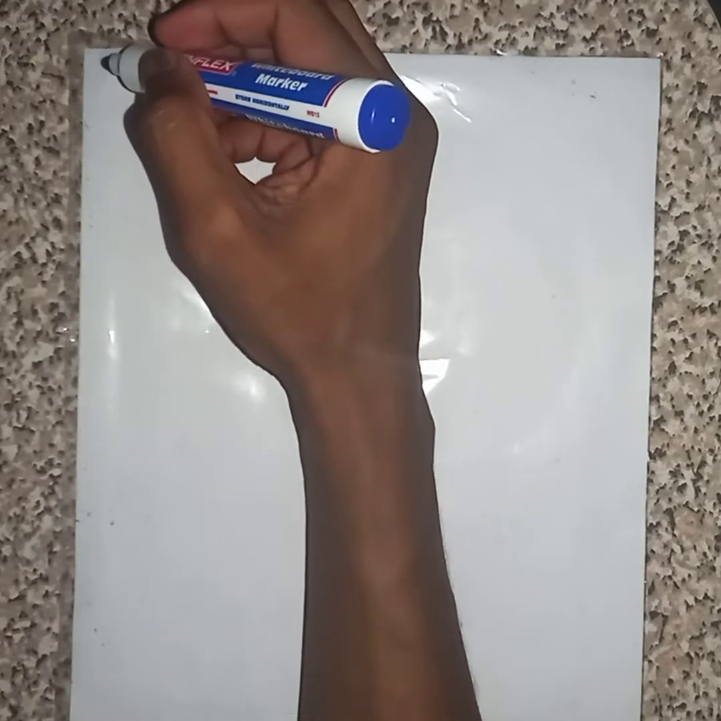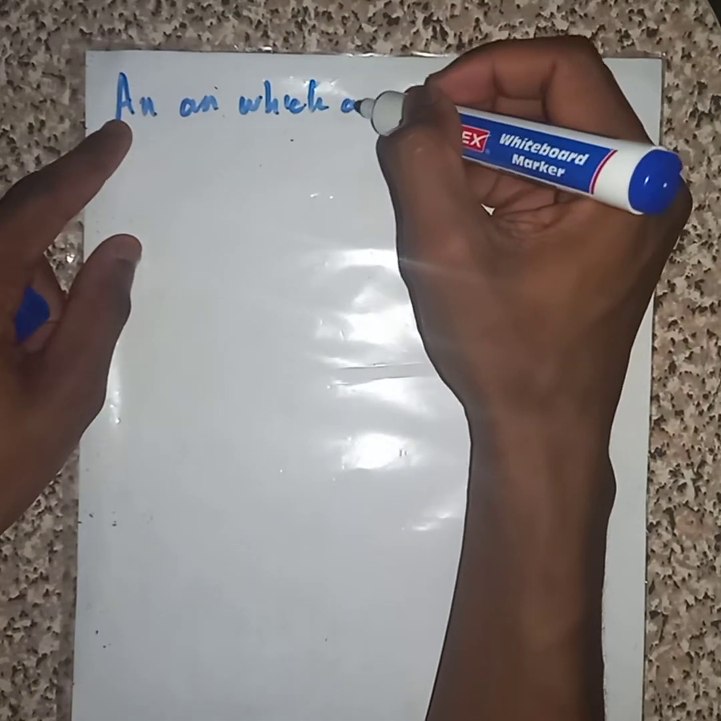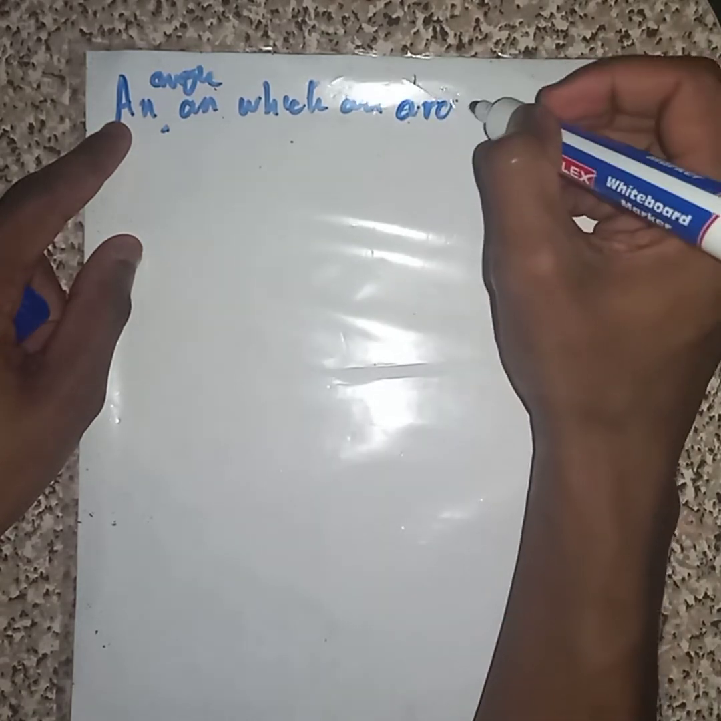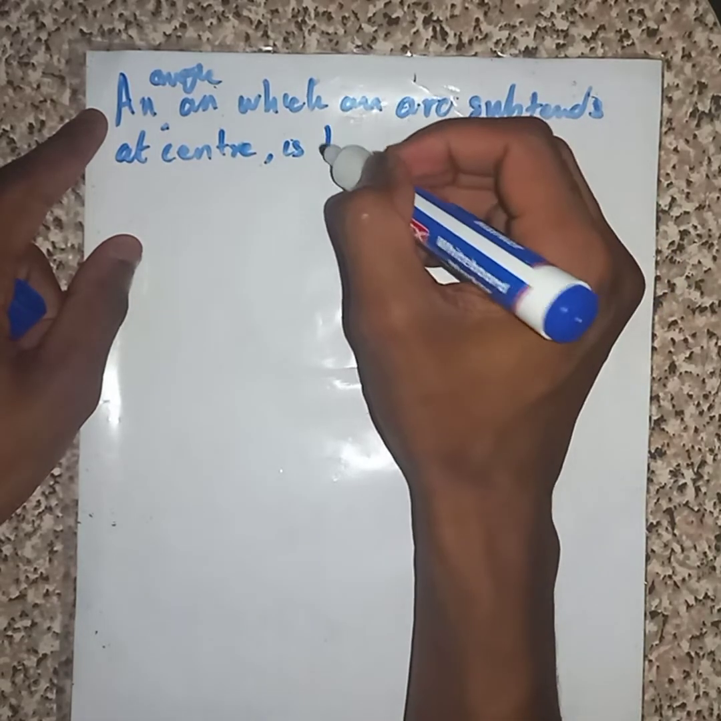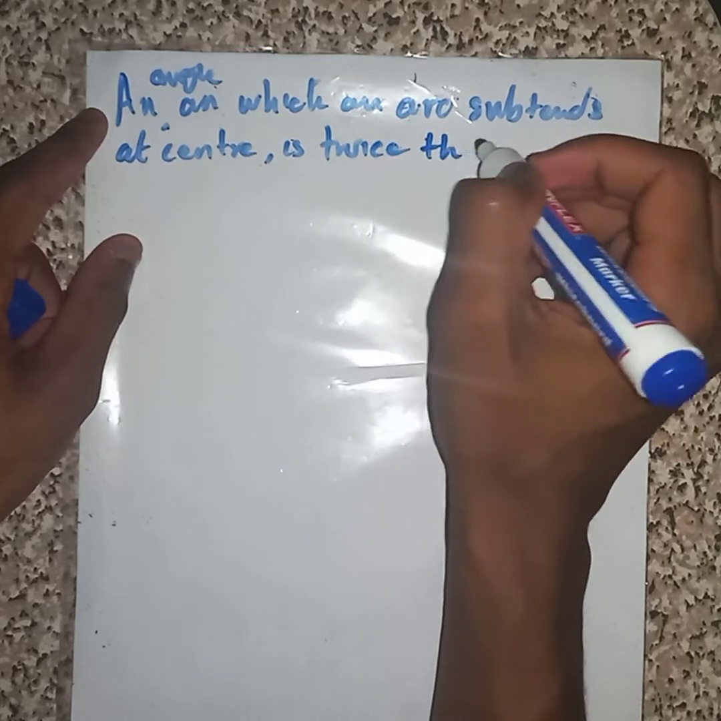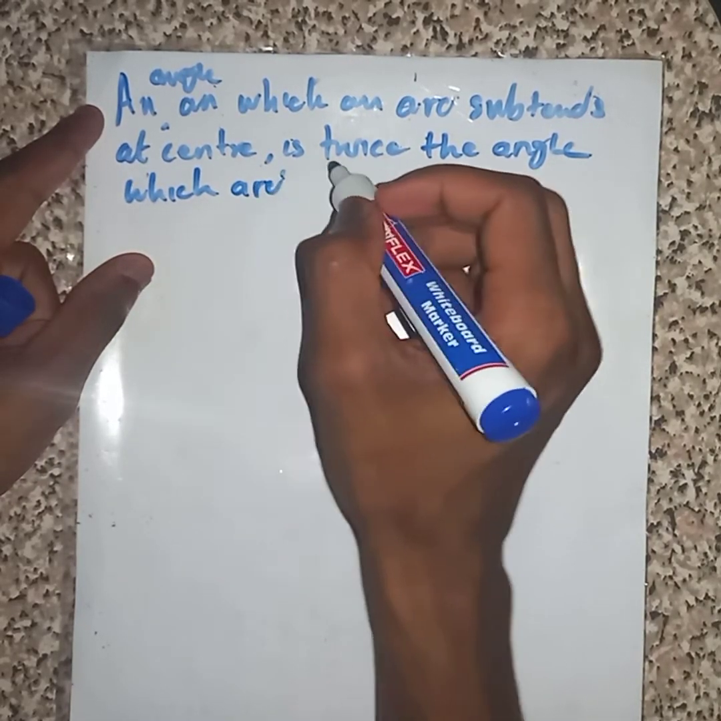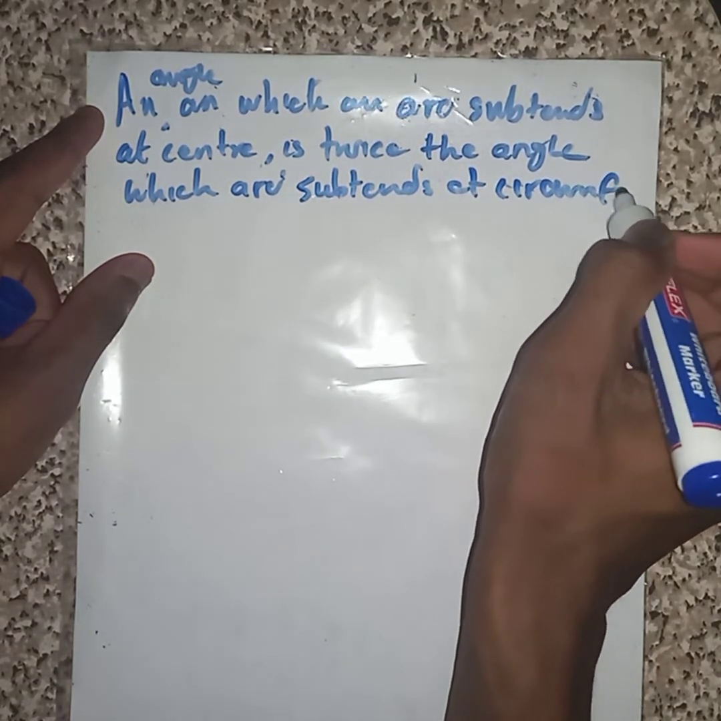Good day, fellow. We are going to continue with some theorems, but today we are going to do theorem 2, which states that an angle which an arc subtends at its center is twice the angle which the same arc subtends at the circumference.